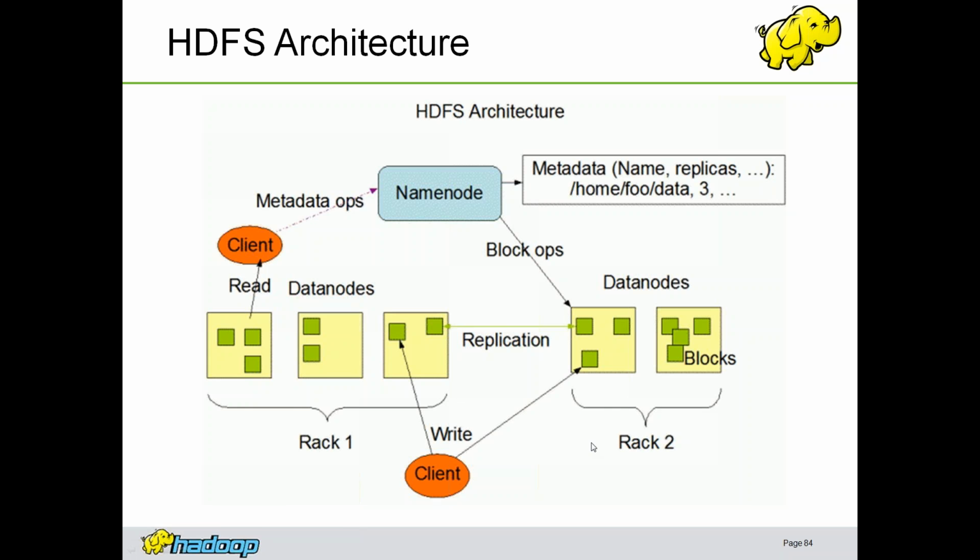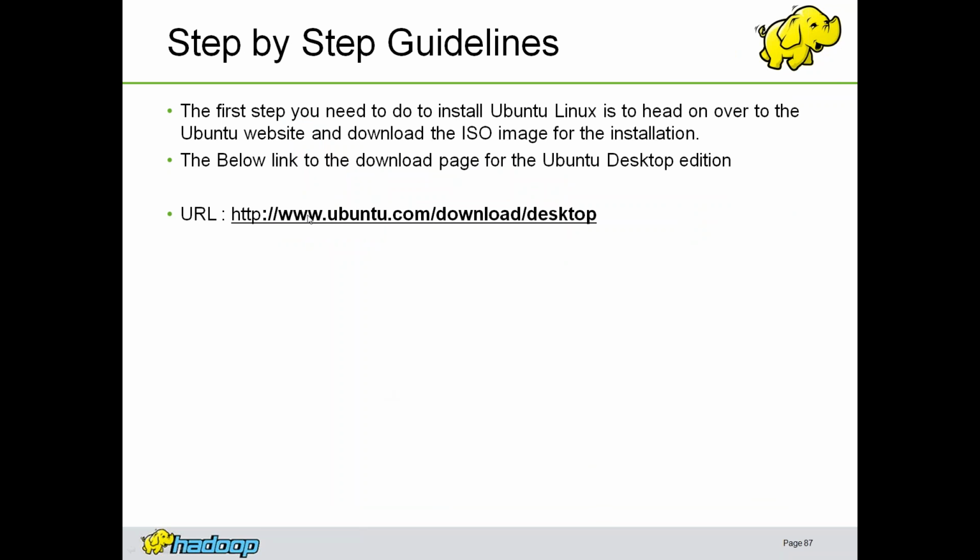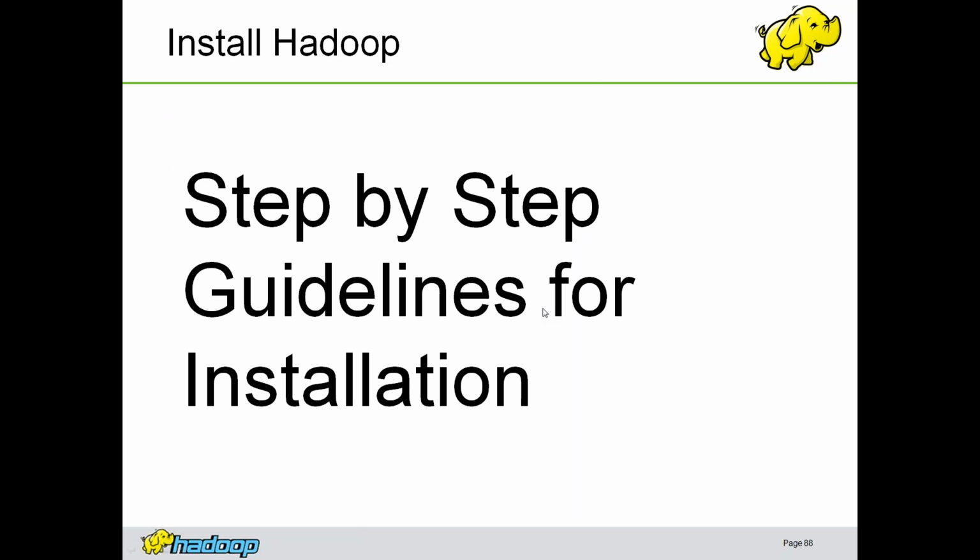Okay, the other thing is we have to understand how to install this Hadoop. To install Hadoop, it is strongly advised that you go for Ubuntu. It's an open source operating system, unlike our Windows. You can download this software from ubuntu.org, the desktop version. The step-by-step guidelines are already available under the file section.